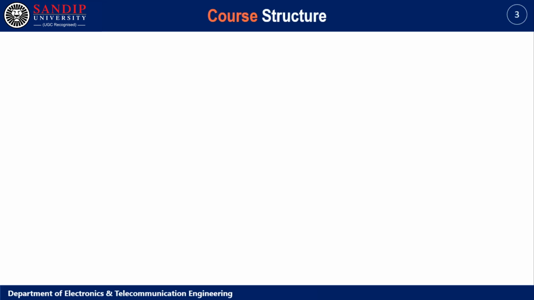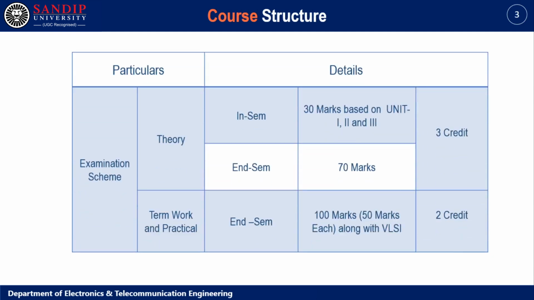Let us discuss the course structure of Internet of Things. The examination of Internet of Things is divided into theory, term work and practical. The theory examination is divided into INSEM examination and ENDSEM examination. The INSEM examination will be of 30 marks and will be based on the first 3 units of Internet of Things. And the ENDSEM examination will be of 70 marks. Total credit for the theory examination is 3.